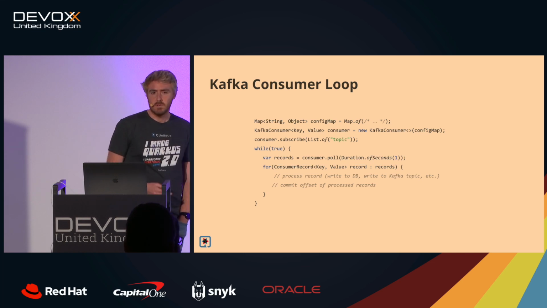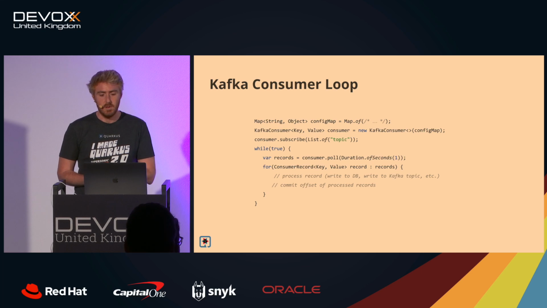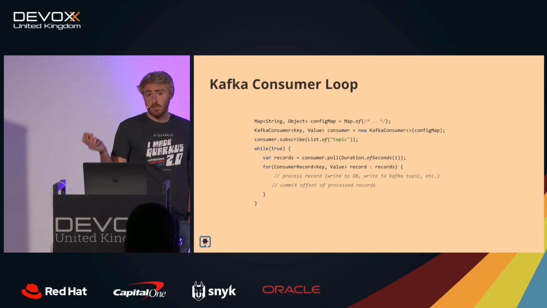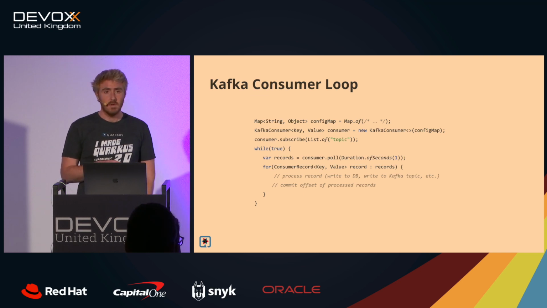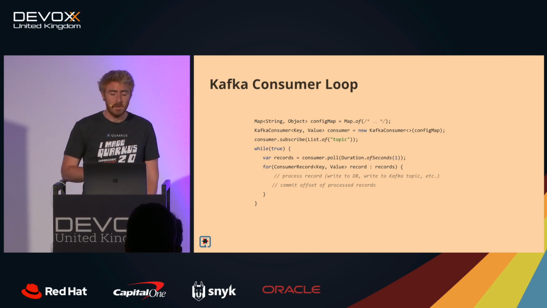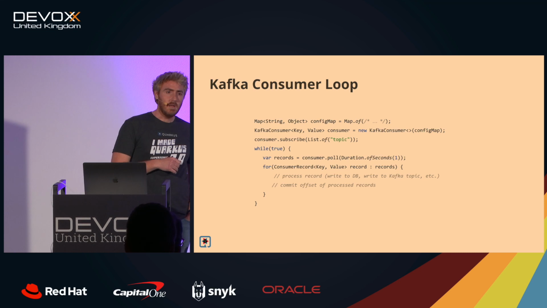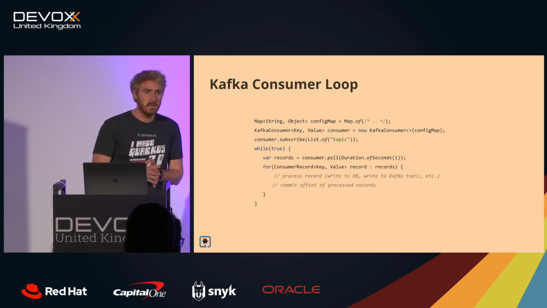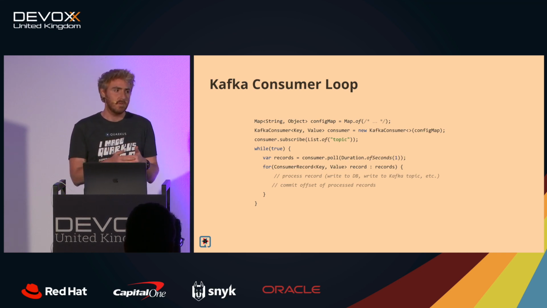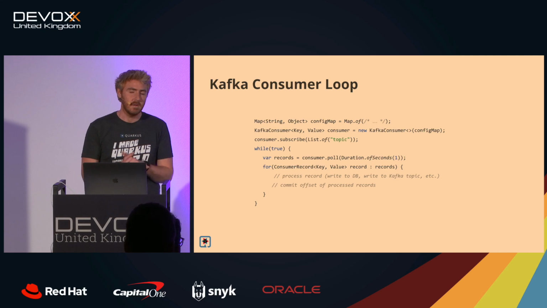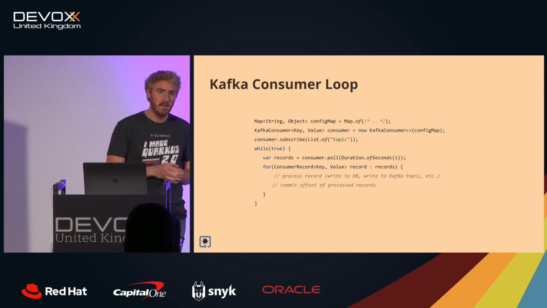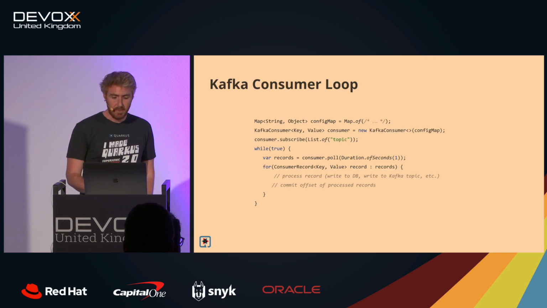Usually what you do is run a computation, maybe look something up in the database, write something to the database, write to another topic. That's very common. And at some point, you finish your computation and you say, okay, I finished processing all these different records. Then I want my consumer to commit this bunch of offsets that I processed.